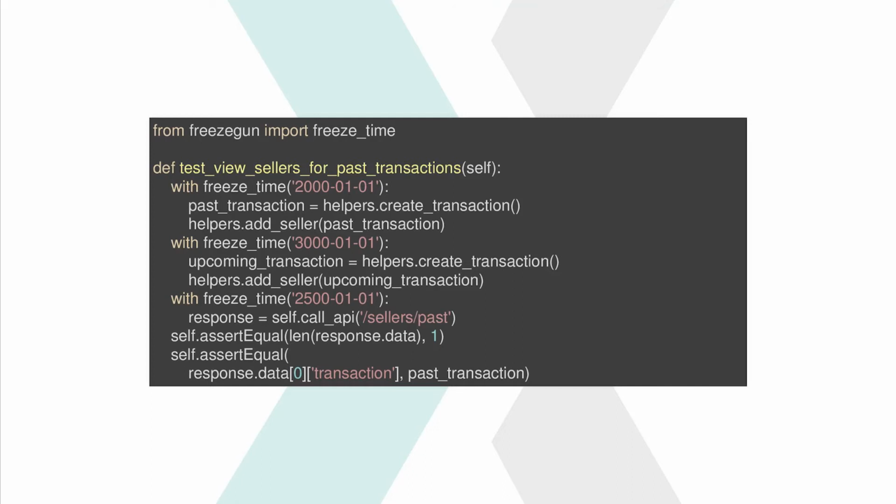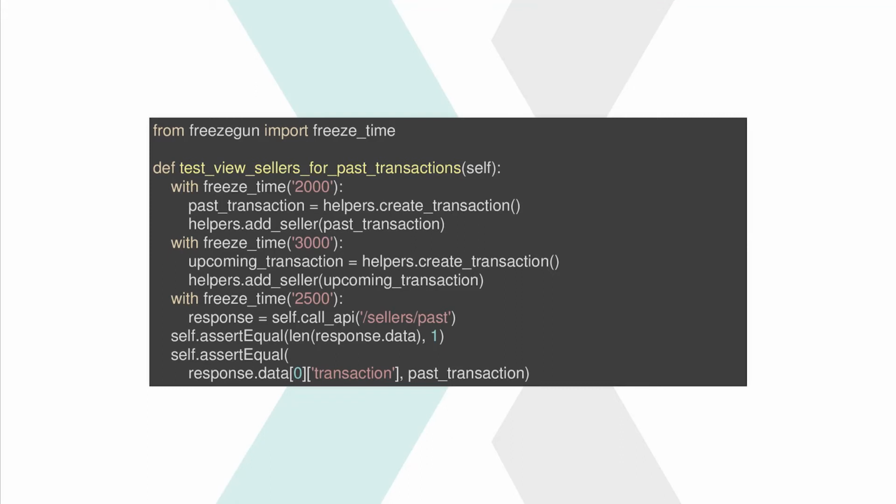And the solution is very simple. We can use FreezeGun. It provides a very convenient context manager that allows you to freeze time at a specific date. So we can go to January the 1st, year 2000, create a past transaction, go to January the 1st, year 3000, create an upcoming one, and then go somewhere in the middle and get the list of past transactions and check that it contains the correct seller.